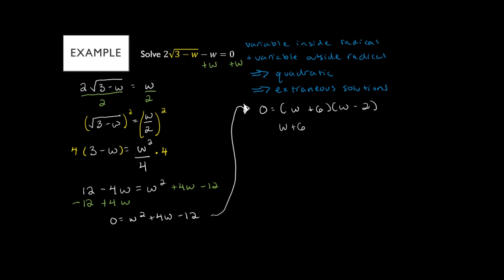And so we set each factor equal to 0. So I have w plus 6 equals 0, w minus 2 equals 0. And then you solve for w, which will give us w equals negative 6 and w equals 2. So we have 2 answers, but we should only have 1. So we are going to check both of these answers.